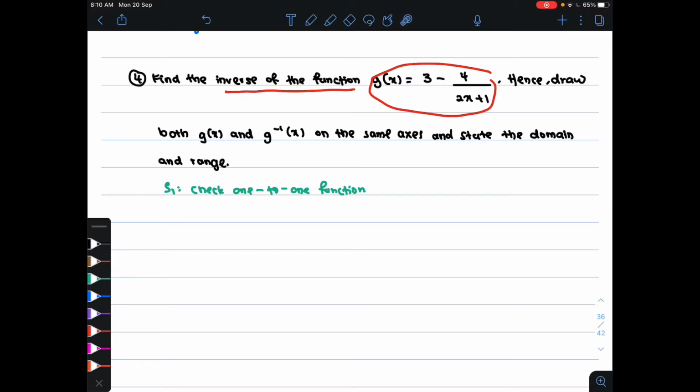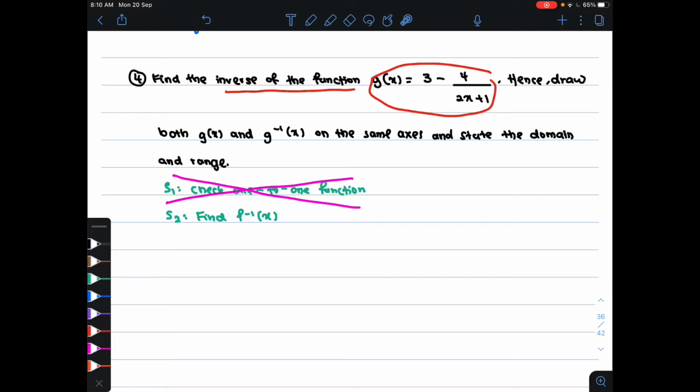Okay, kita cuma akan check sama ada dia one-to-one function kalau dia suruh kamu detect sama ada function ni ada inverse ataupun tidak. Tapi untuk soalan ni, dia memang kata cari saja inverse. This means that there's no need for you to do step 1. Straightforward, terus masuk step yang kedua.